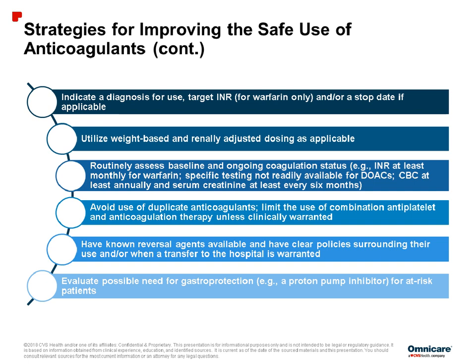When possible, a reversal agent, such as vitamin K, should be readily available. And with the DOACs, a clear understanding of when to transfer the patient to the hospital is important. And finally, as shown on this slide, the use of gastroprotection, for example, a PPI, should be considered for all at-risk patients.